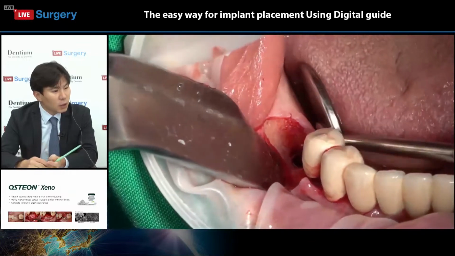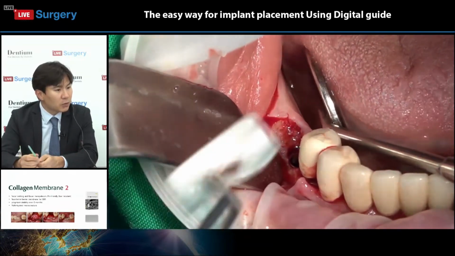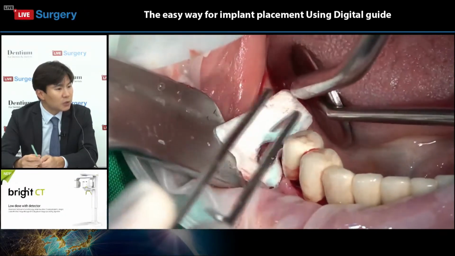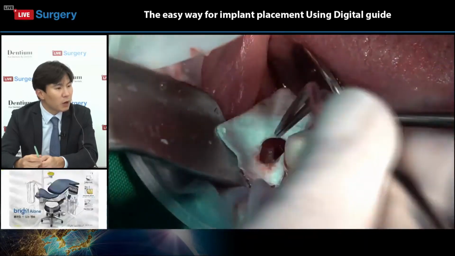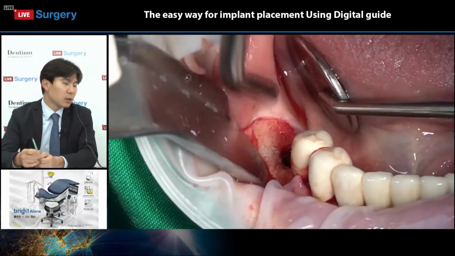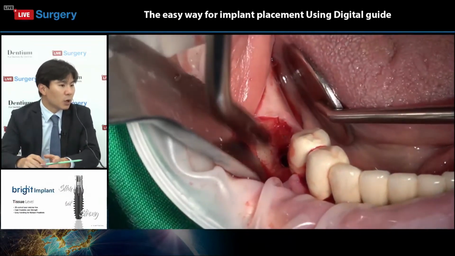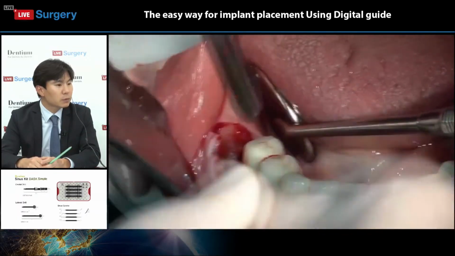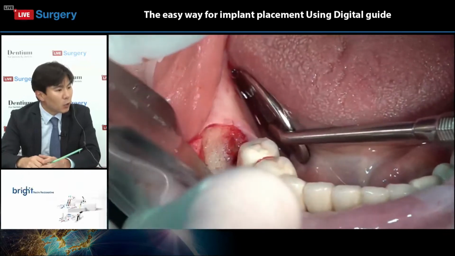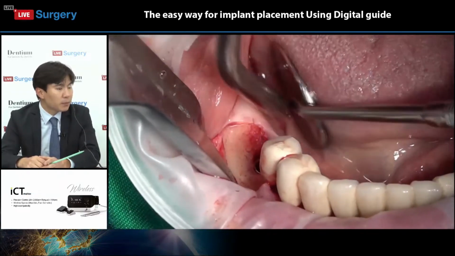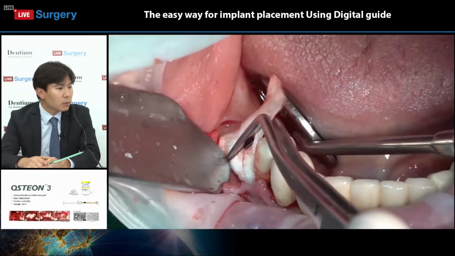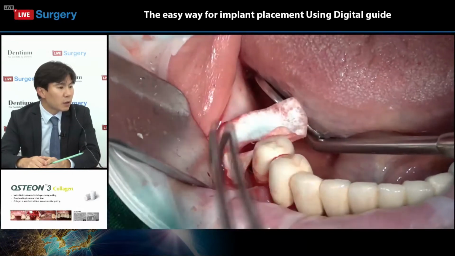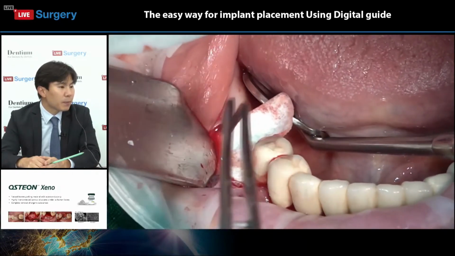I think he should make a further flap elevation on the buccal side, because there is not enough space for membrane on the buccal area. He already made a hole to the collagen membrane too. Yeah, he is further raising the flap. And he inserted the membrane below the buccal flap.